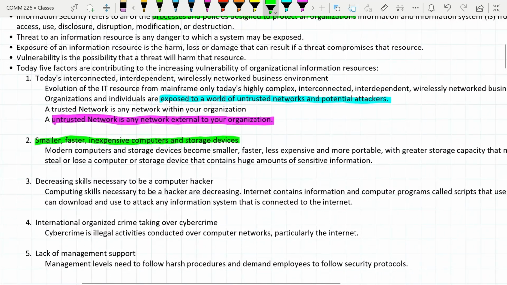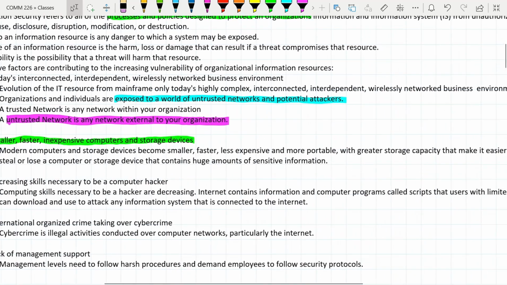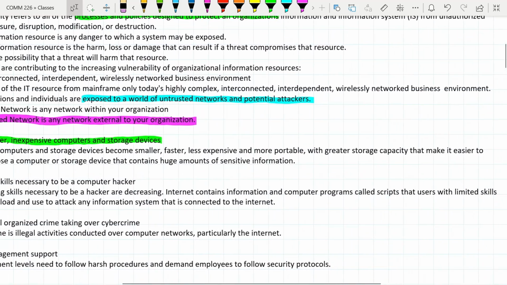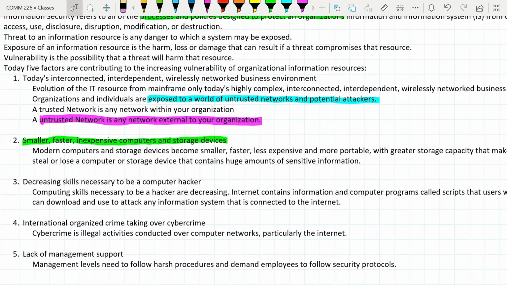3. Decreasing skills necessary to be a computer hacker. Computing skills necessary to be a hacker are decreasing. The internet contains information in computer programs called scripts that users with limited skills can download and use to attack any information system that is connected to the internet.